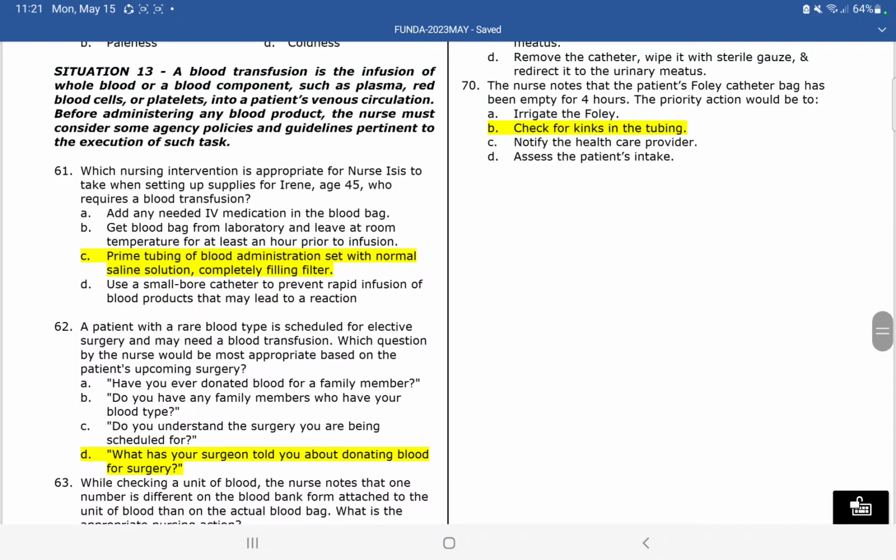Prime tubing. Prime tubing of blood administration set with normal saline solution completely filter. Okay?